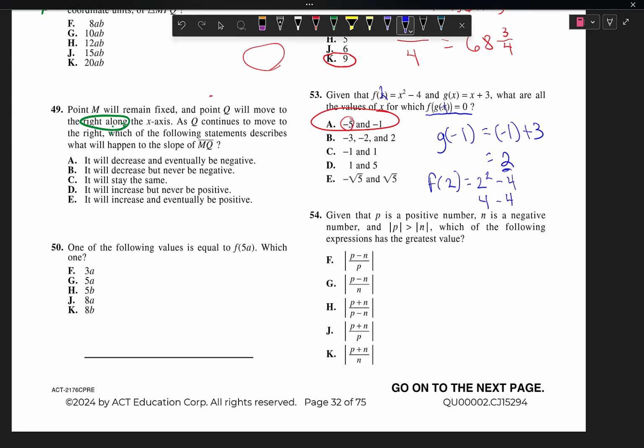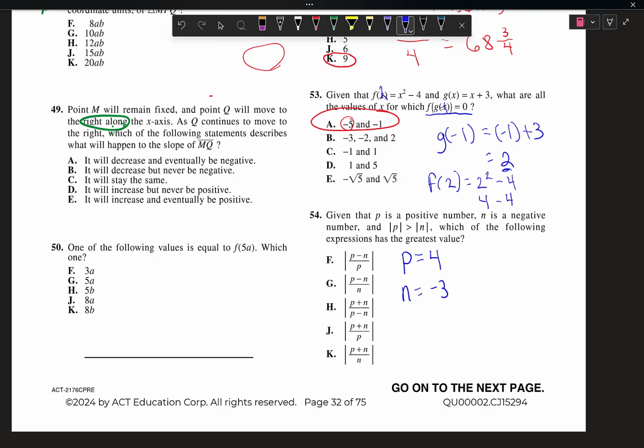Given that p is a positive number, n is a negative number, and the absolute value of p is greater than the absolute value of n, which of the following expressions has the greatest value? In a problem like this, I just like to make up numbers. So let's say p is 4. It says n is a negative number, but it has a smaller absolute value than p. So that means it needs to be -3, -2, or -1, so that its distance from 0 is smaller.